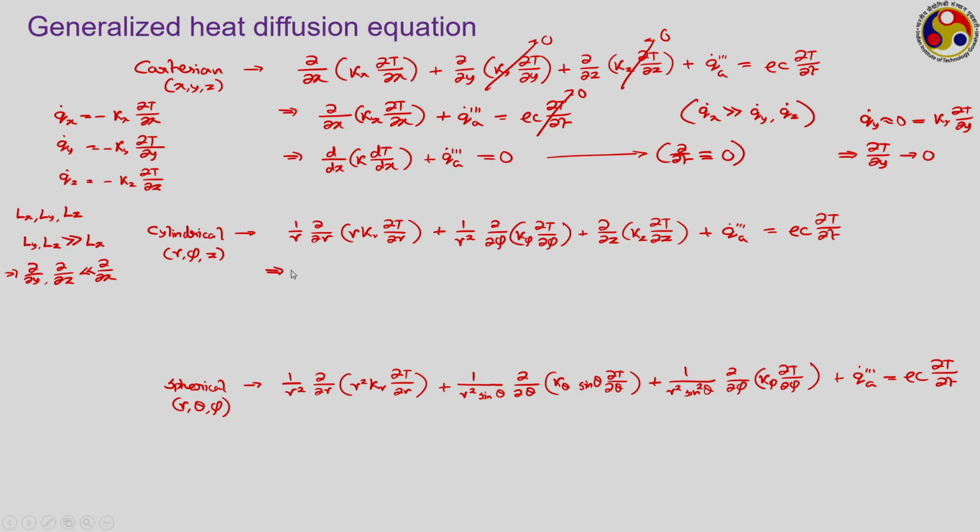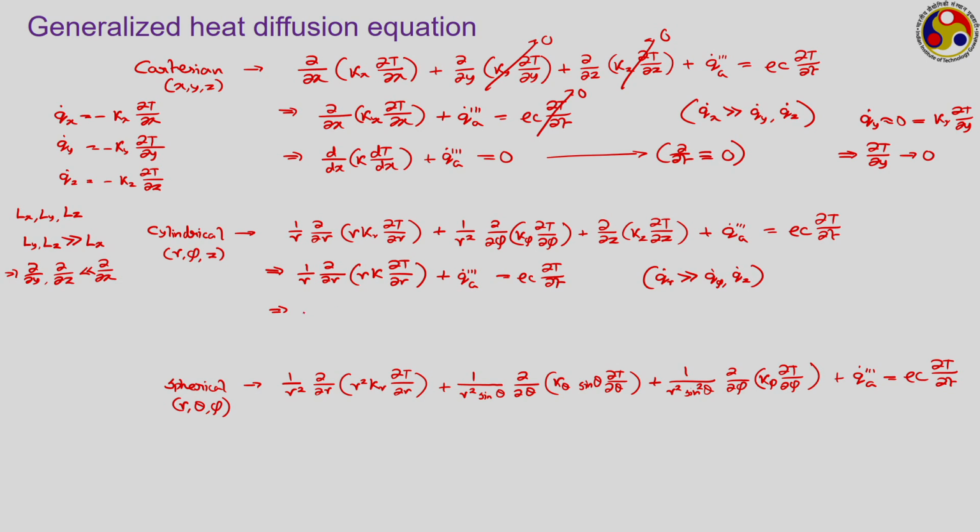So, in that scenario, the one dimensional unsteady form of the heat diffusion equation in cylindrical coordinate becomes 1 upon r ∂/∂r of (r k ∂T/∂r), again I am dropping the subscript in the expression for k, because I am talking about conduction only in the r direction, plus q_g triple prime is equal to ρ c ∂T/∂t. This is possible when the heat conduction in the r direction is significantly larger than the heat conduction in the phi and z direction.